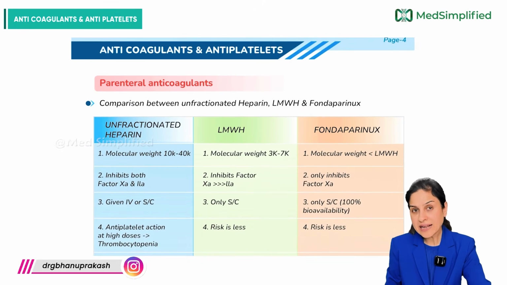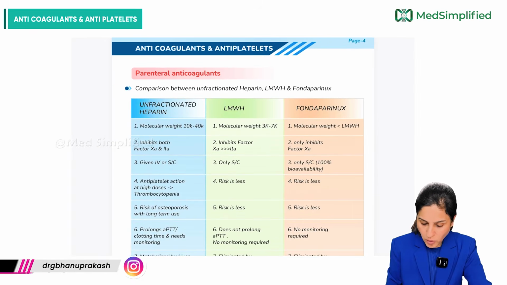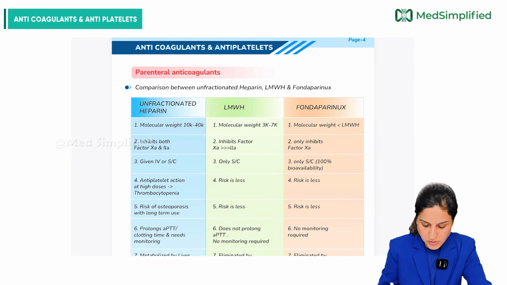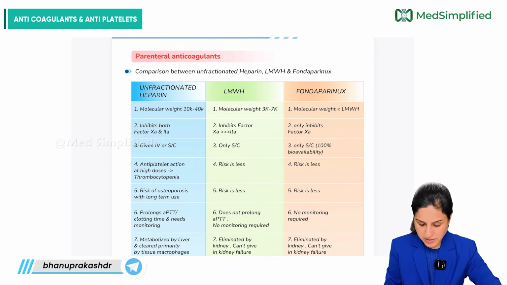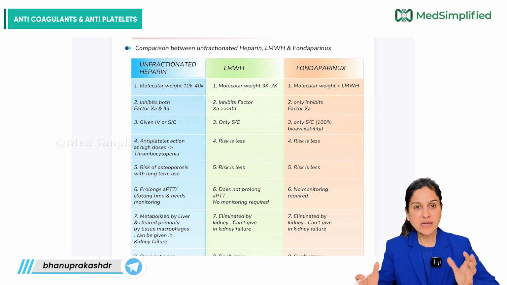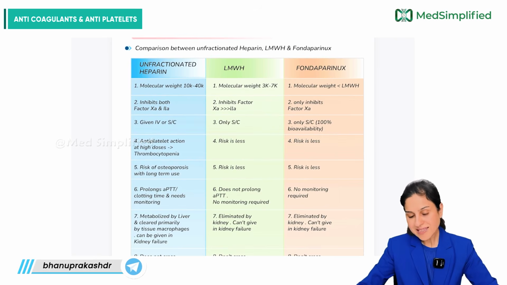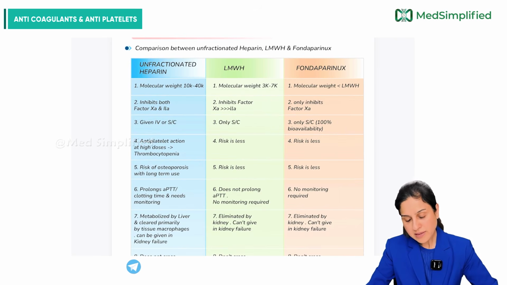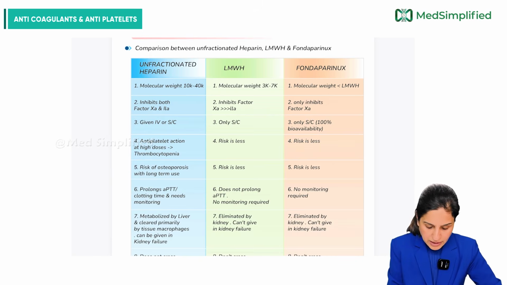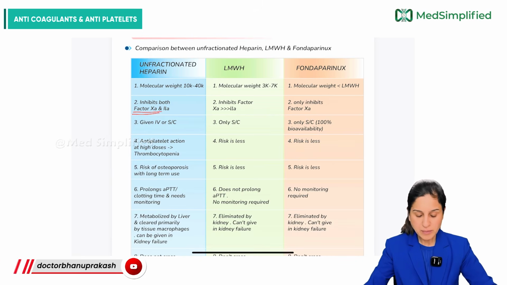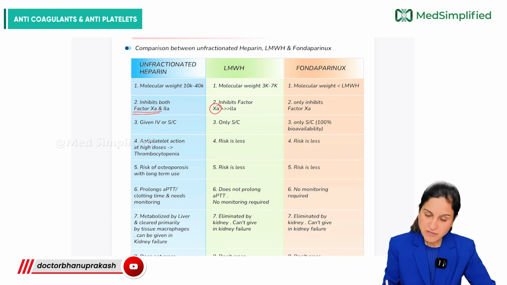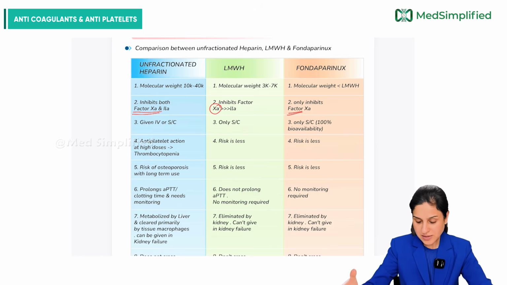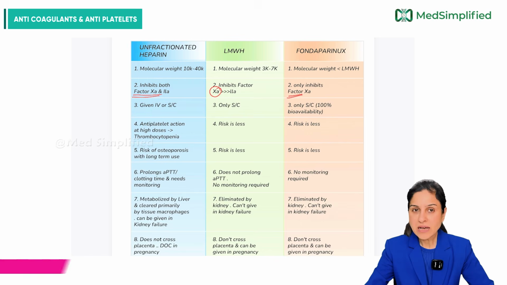Then parenteral anticoagulants. We will compare the important points in the parenteral anticoagulants, between unfractionated heparin, low molecular weight heparin and fondaparinux. The unfractionated ones are very huge, big molecules as compared to low molecular weight heparin, and fondaparinux has the least molecular weight. Unfractionated heparin inhibits both 10a and 2a. Low molecular weight heparin has more effect on 10a, while fondaparinux only inhibits factor 10a because of its size. The routes are usually subcutaneous.